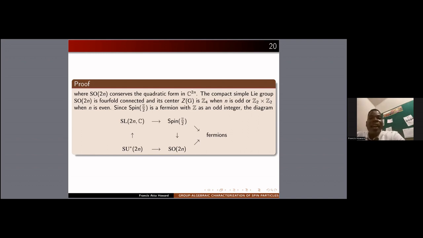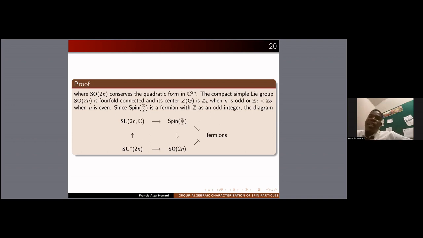Since the spin odd half integer is a fermion, with Z as an odd integer, the diagram must commute. We have the SL2N mapping into the spin half odd integer. This maps into the SO2N. And we also have the SU2N mapping into the SL2N. The SU2N star is the special unitary group, but there is a star because this is coming from the complex form of the special unitary group of dimension 2N. If we weren't considering the complex form, we would have just used the usual notation in Helgason, which is SU2N. But Cartan used the SU star 2N to represent the complex form of that metric structure.